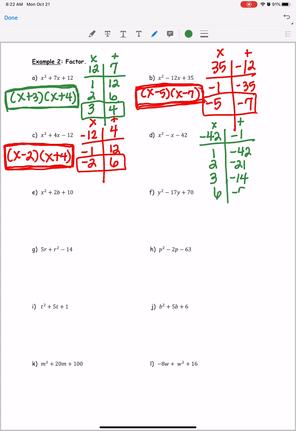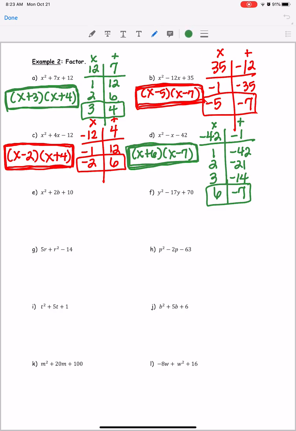So 6 times -7. When I add those together, do we get -1? Yes, we do. So now we get x plus 6 and x minus 7. Okay, and again, all of these we could FOIL, and all of these could be written backwards, right? Like this one could be x minus 7 and then x plus 6, so that doesn't matter there.